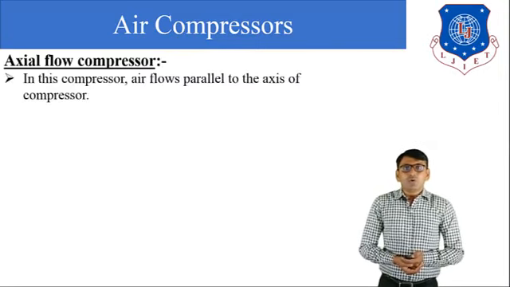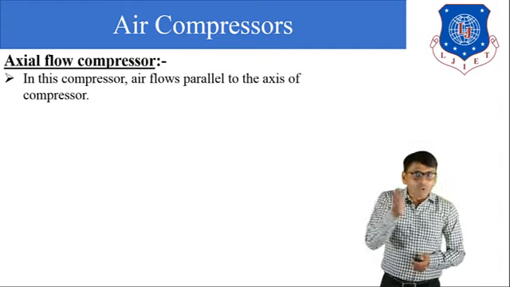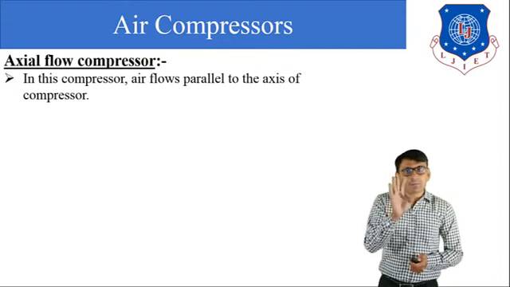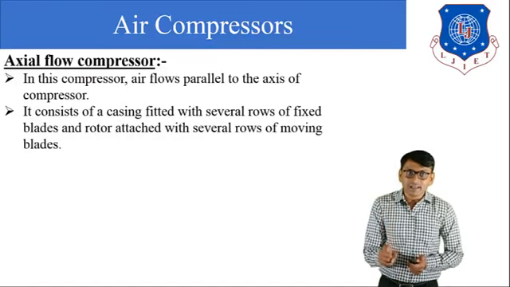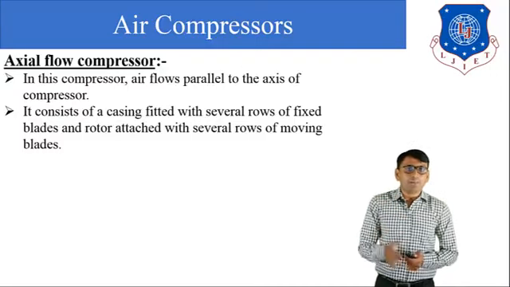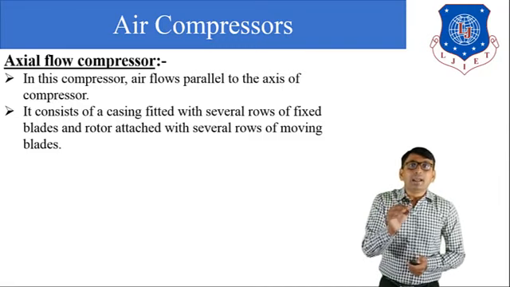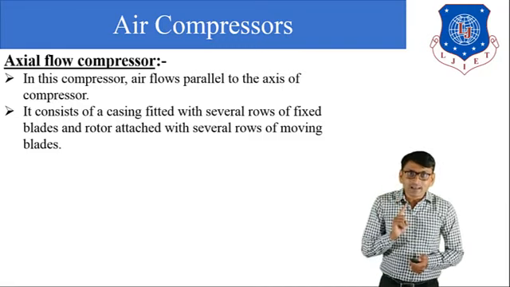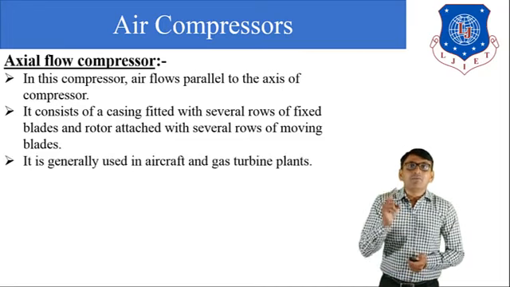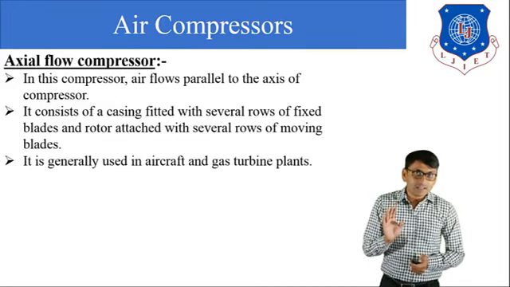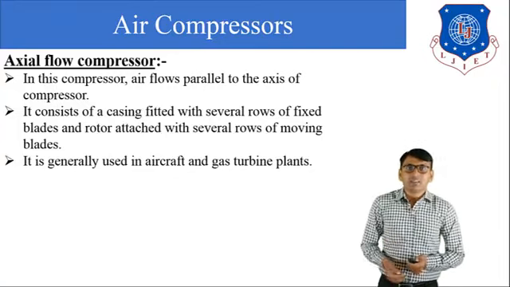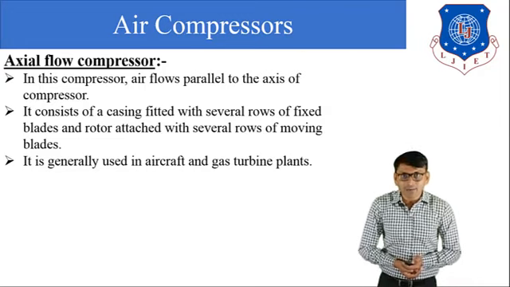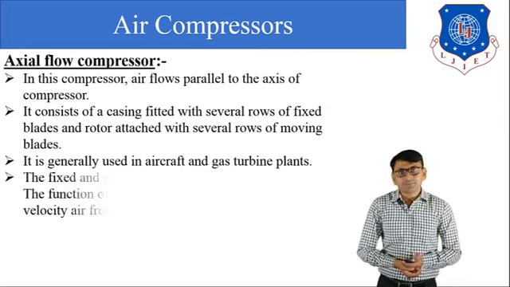So in this compressor, air flows parallel to the axis of the compressor. So it is called an axial flow compressor. Then it consists of a casing in which the fixed blades, moving blades and rotor are all placed. The fixed blades are attached with the casing and the moving blades are attached with the rotor. These fixed blades and moving blades are arranged alternately. Now it is generally used in aircraft and gas turbine plants.